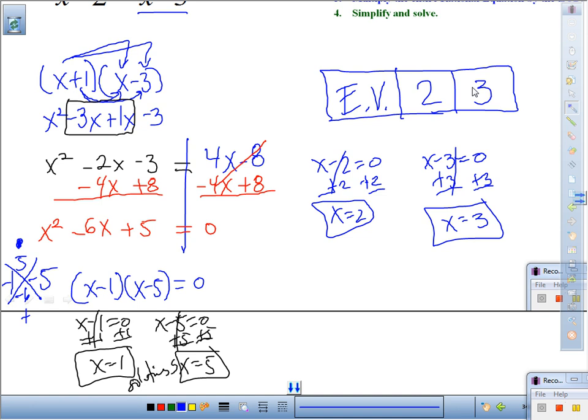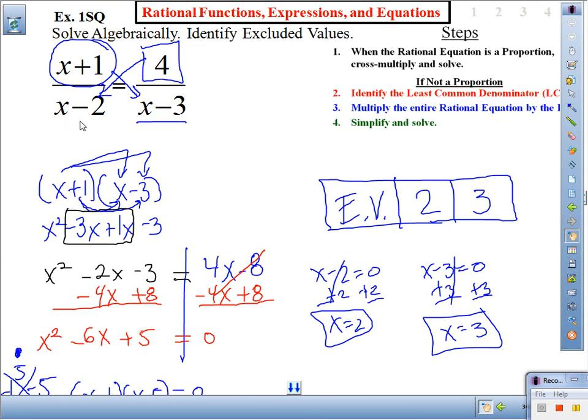Yes? We check for the excluded values. We always use the denominators.